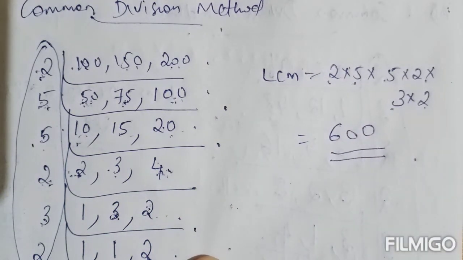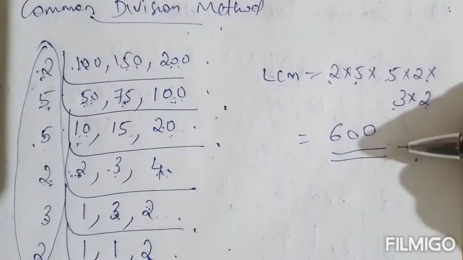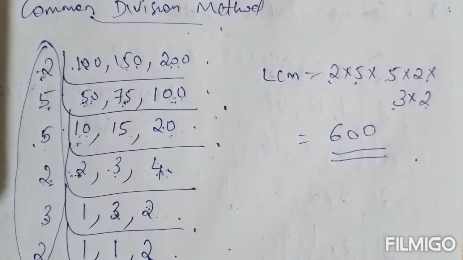Whichever method we use, the LCM will be the same. Prime factor method also we got LCM 600. Okay, so answer is 600.